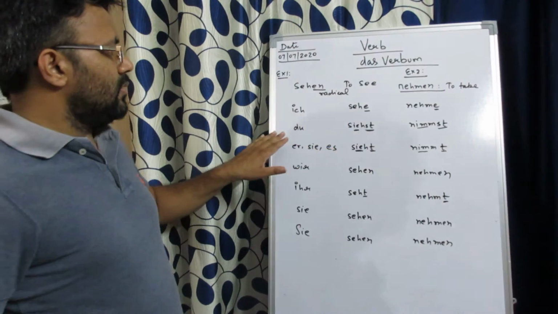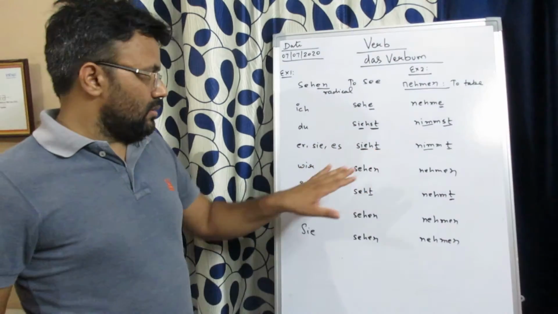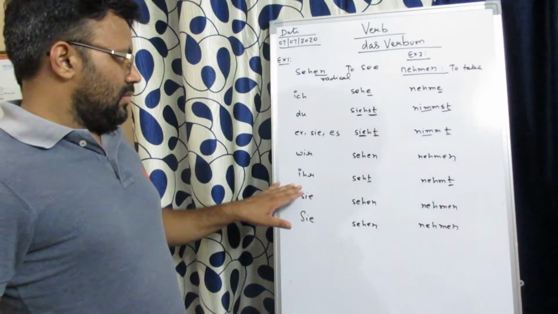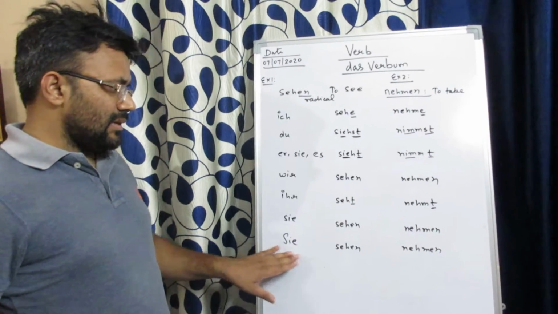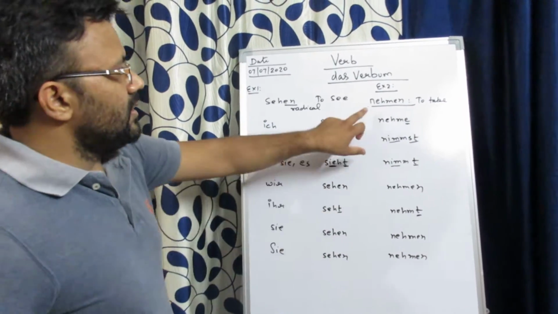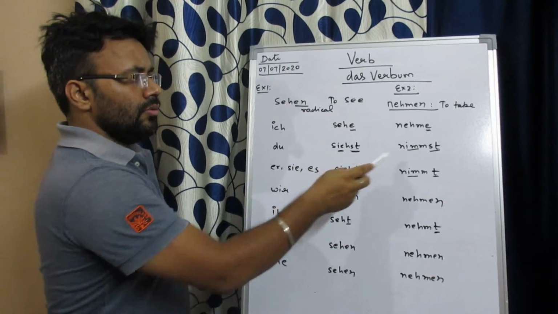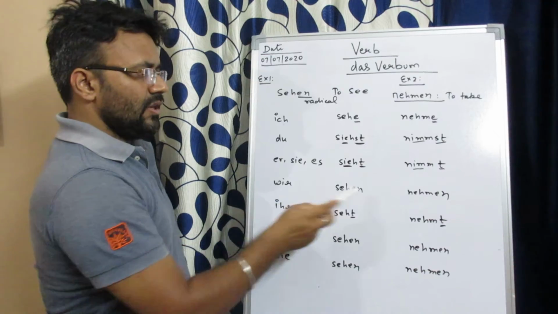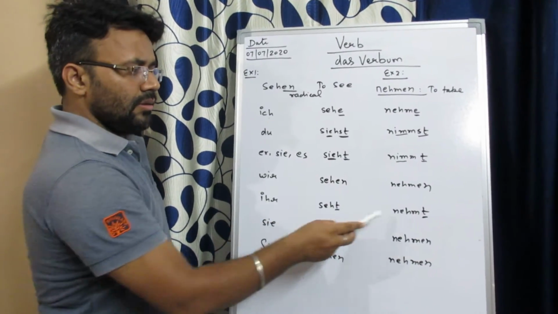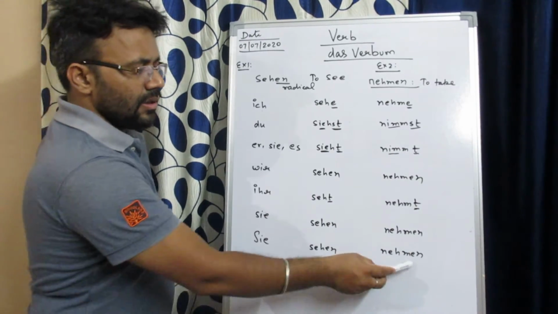Ich sehe, du siehst, sie, es sieht, wir sehen, ihr seht, sie sehen, Sie sehen. Dann, ich nehme, du nimmst, sie, es nimmt, wir nehmen, ihr nehmt, sie nehmen, Sie nehmen.